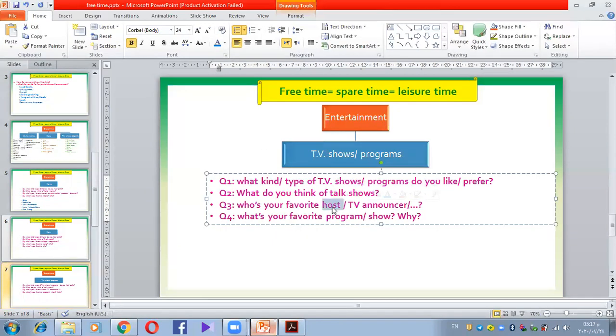Host means the person who is responsible for the show. That's the host. Okay, Mona Shazli, for example, she's a host. TV announcer, a person who gives you the information on TV. Any Mahmoud Saad, Tamer Amin. I don't know a lot, but you can say any name that you like. What's your favorite program or show and why? The name of the program or the show that you like to watch, and why. Okay.